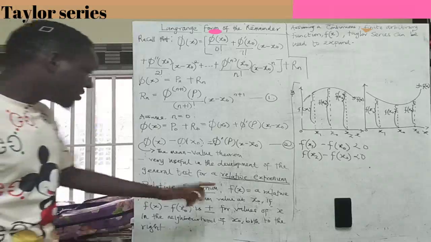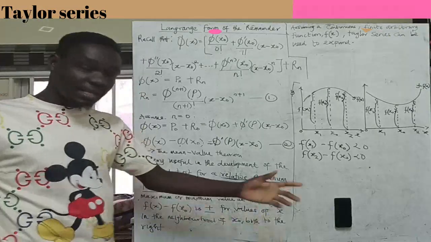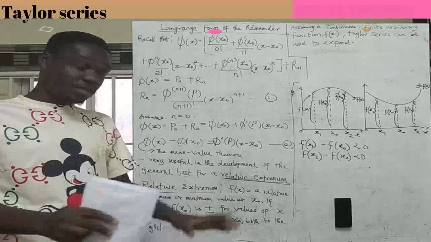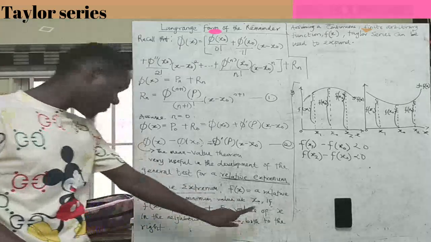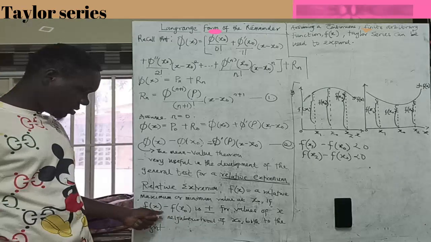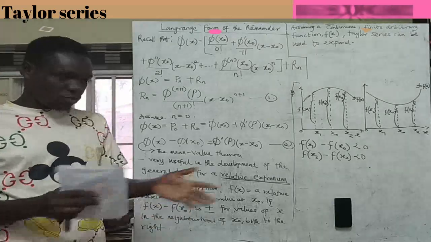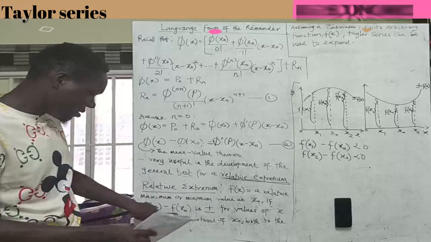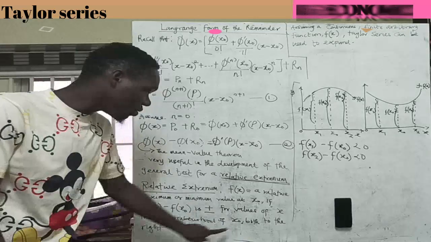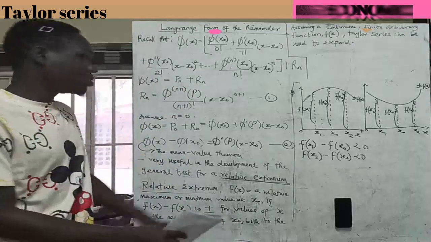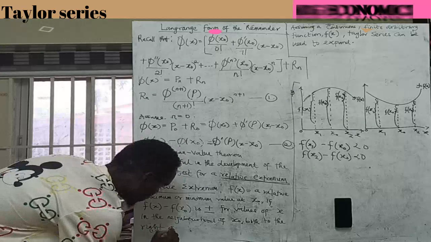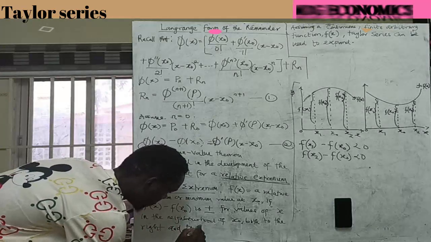So basically, a function is said to be at a relative maximum or minimum when it is evaluated at a specific value if the difference, which is this and this, where you pick two points and take the difference, is either positive or negative for values of s in the neighborhood of this, both to the right and to the left.